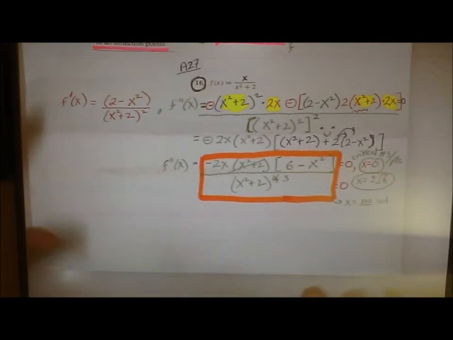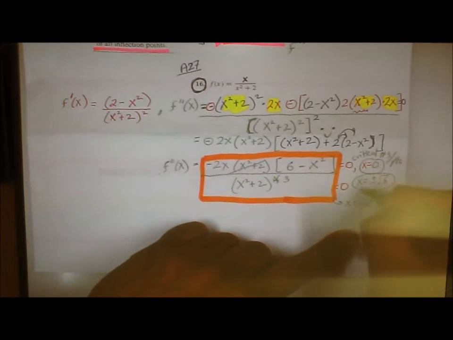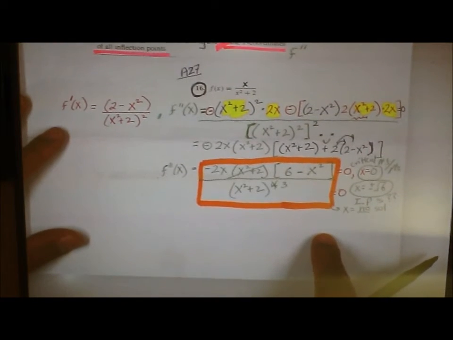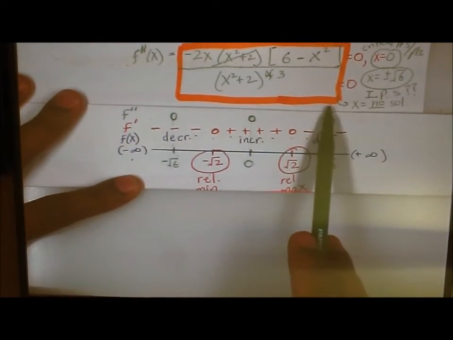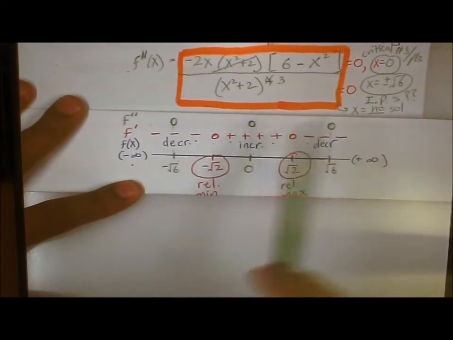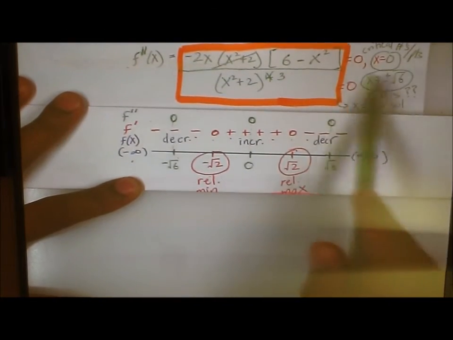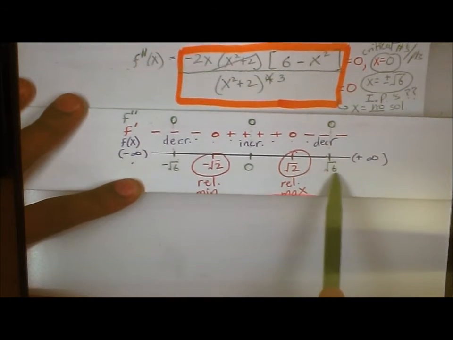Now, the meaning is different. Why are these critical points or critical numbers on f double prime? It's because they are possible inflection points. But I don't know until I go through step 2, which is to make a sign chart. For step 2, we need to make an f double prime sign chart using the most simplified version of f double prime. I found 3 critical numbers by working with f double prime, and I put them here in my sign chart: negative root 6, 0, and positive root 6.